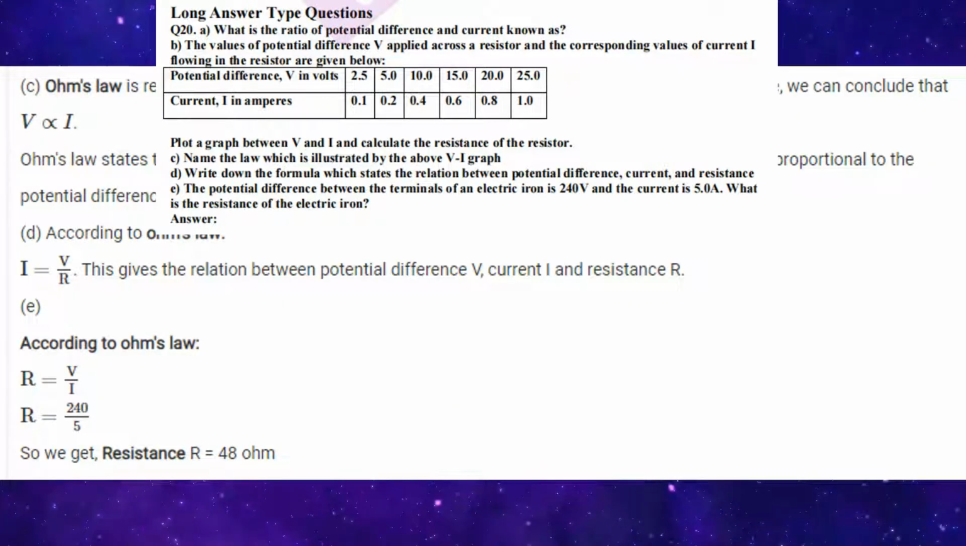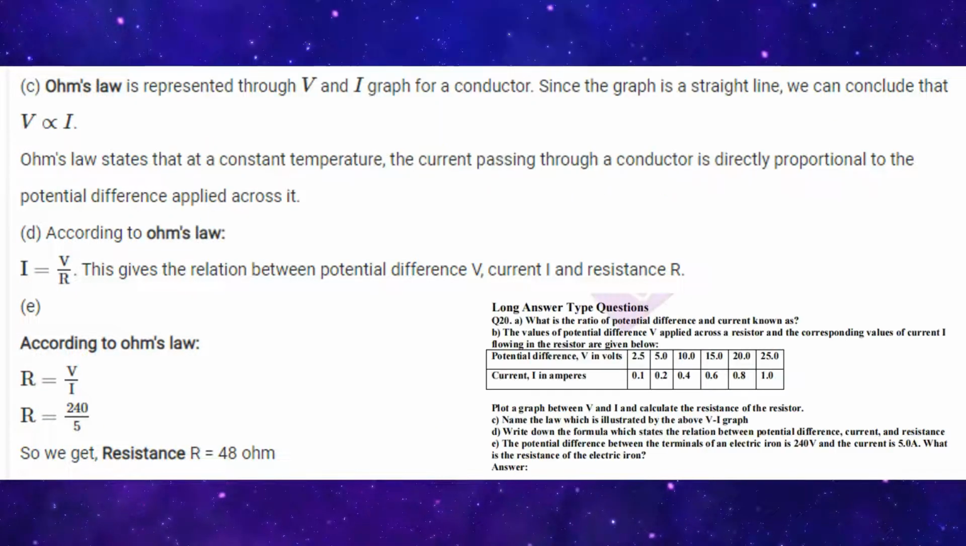C. Name the law which is illustrated by the above V minus I graph. Solution: Ohm's law is represented through the V-I graph for a conductor. Since the graph is a straight line, we can conclude that V is directly proportional to I. Ohm's law states that at a constant temperature, the current passing through a conductor is directly proportional to the potential difference applied across it. Write down the formula which states the relation between potential difference, current and resistance. According to Ohm's law, I equals V upon R. This gives the relation between potential difference V, current I and resistance R.